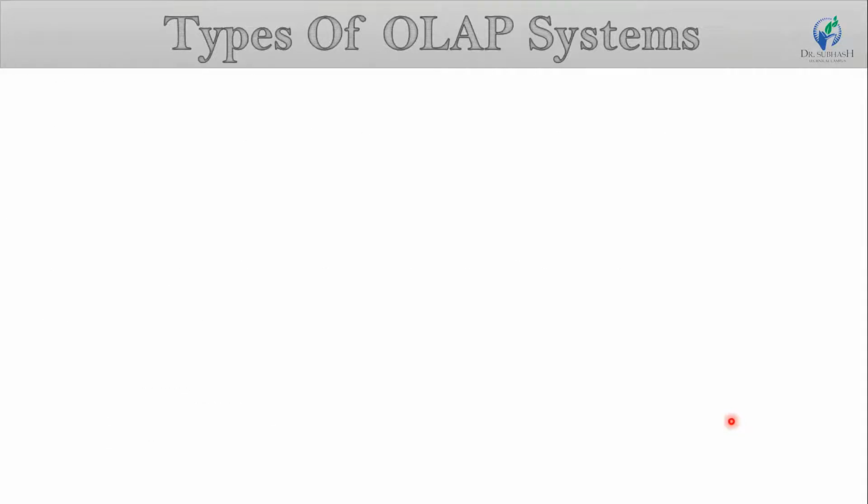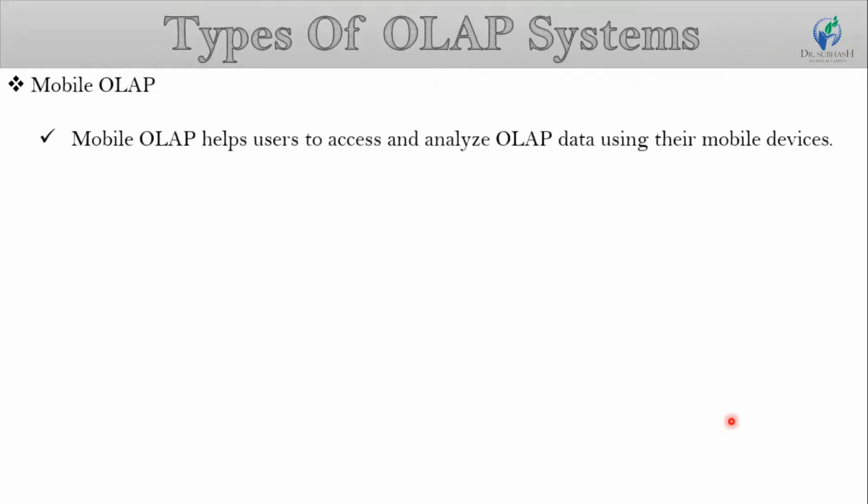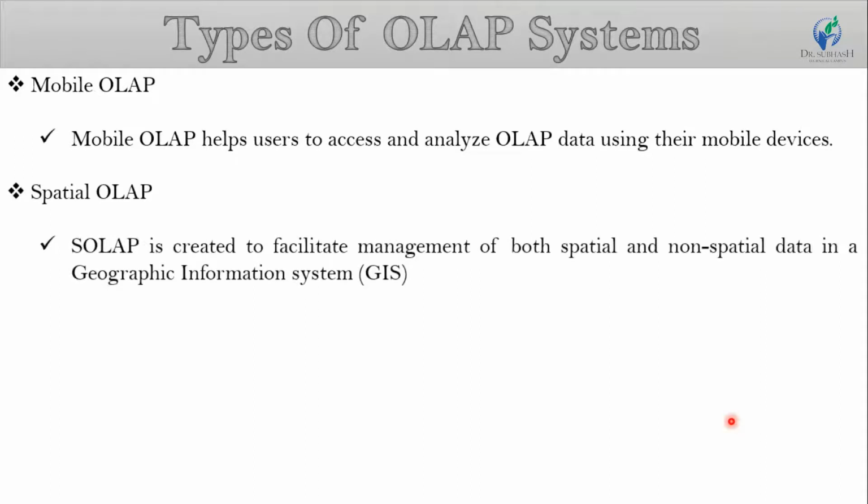Now, the next one is mobile OLAP. Mobile OLAP helps users to access and analyze OLAP data using their mobile device. Now, the next one is Spatial OLAP, or we can say SOLAP. SOLAP is created to facilitate management of both spatial and non-spatial data in a geographical information system.